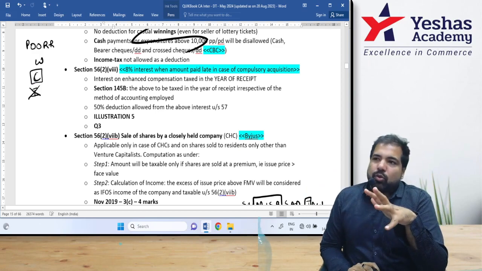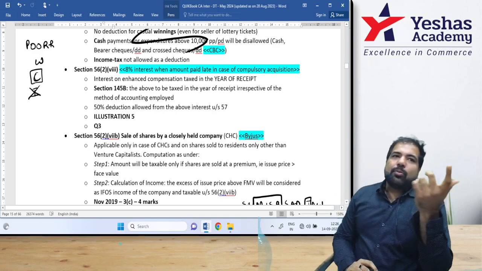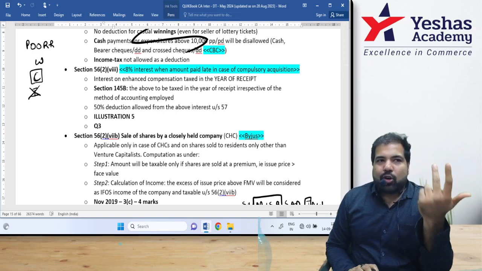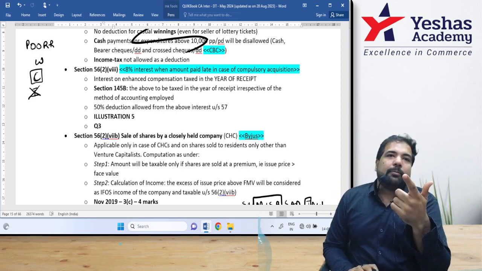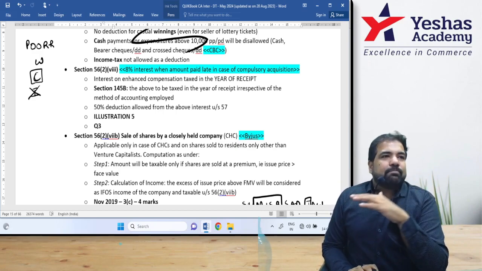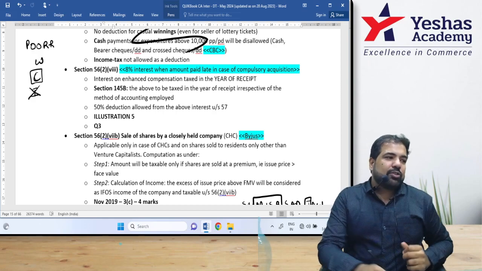Cash up to how much is okay? When I say cash, I also mean bearer cheque, cross cheque. Up to how much is okay? 10,000 per person per day. If you pay 18,000, how much will you disallow? Entire, guys, entire 18,000 we disallow.